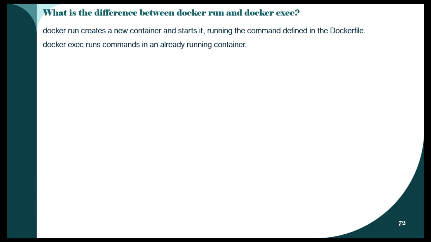Now, what is the difference between docker run and docker exec? Docker run is going to create a new container and start it, and then run the commands defined in the Docker file. Docker exec is going to run commands in an already running container. So docker exec is run when the container is already up and running, so in the running container itself, you can execute certain commands.